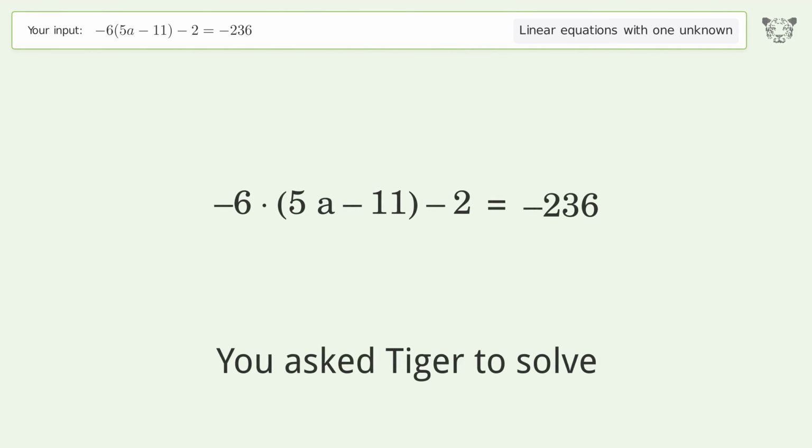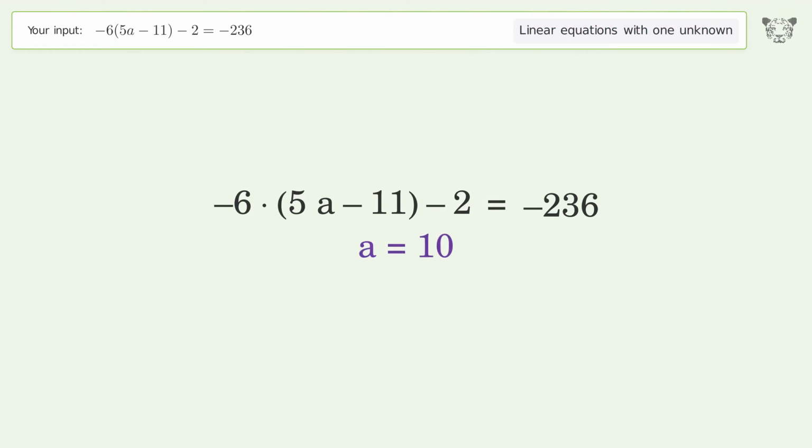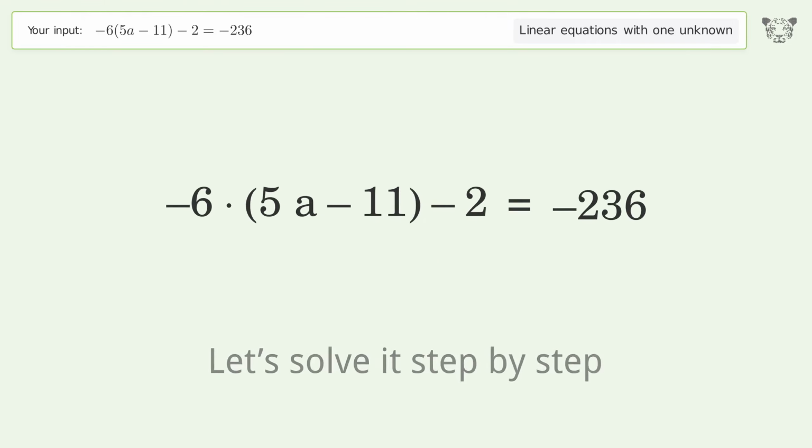You ask Tiger to solve. This deals with linear equations with one unknown. The final result is a equals 10. Let's solve it step by step.